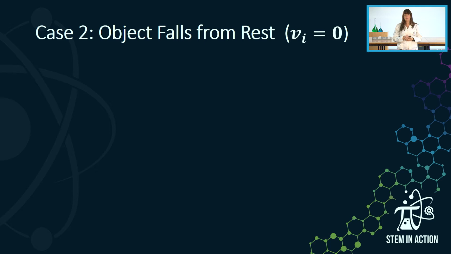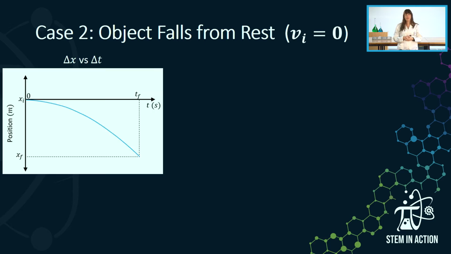Case 2 is when an object falls from rest. So our initial velocity would be 0. If it's falling from rest and we're still taking up as positive, down as negative, our initial position is 0 and it moves downwards, and so we're getting a negative displacement. That's why we're on the negative side of the graph.